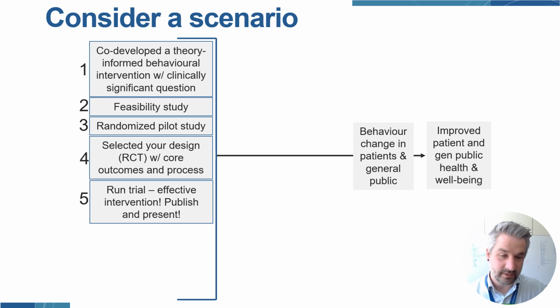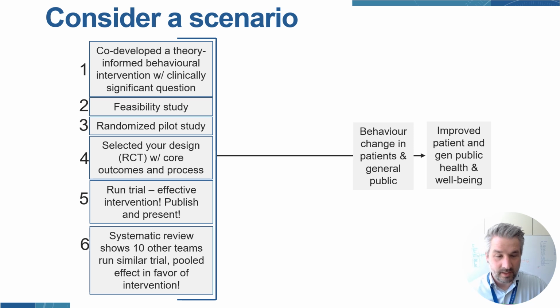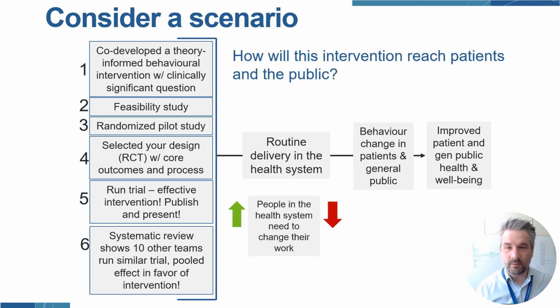And amazing, effective intervention, you've published widely, presented widely, and maybe even someone's done a systematic review showing 10 other teams have run a similar trial, with similar intervention, all pooled together with a pooled effect in favor of your intervention. Now, the question is, how will this intervention, despite its strong evidence, reach patients and the public? In other words, how will it be implemented in routine delivery in the health system if that's where it needs to land in order to reach patients and the public?